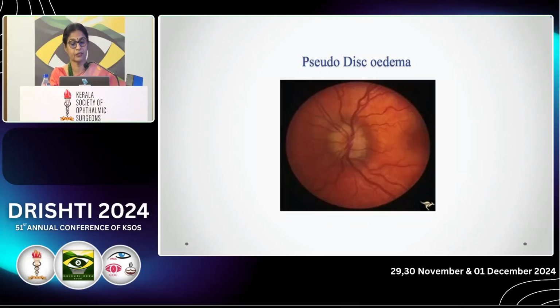Whereas here you can see the disc is elevated, the margins are irregular, but there is no obscuration of vessels as they leave the disc. You don't see any peripapillary hemorrhages, exudates, or edema, and this is a pseudoedema.